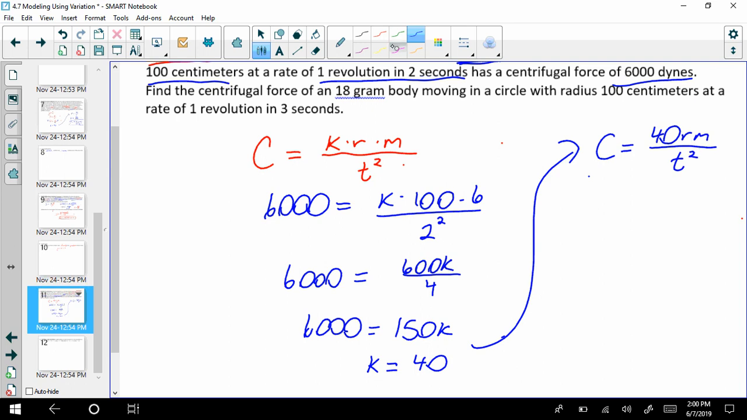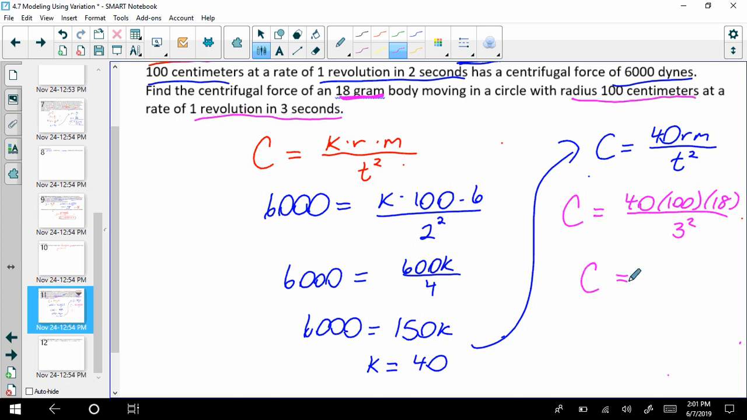Now they're probably going to have me use it. So find the force of an 18-gram body moving in a circle with a radius of 100 centimeters at a rate of 1 revolution in 3 seconds. So I'm looking for the force. R, my radius is 100. My mass is 18. And my time was 3. So if I do all that multiplying and dividing, I believe we should get 8,000. And now I want a label on this.